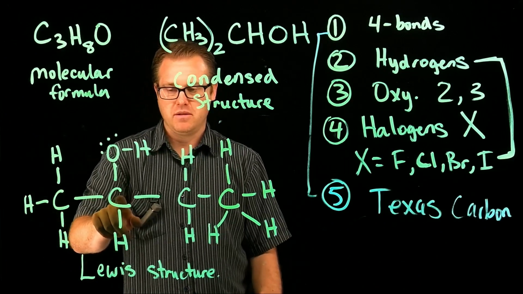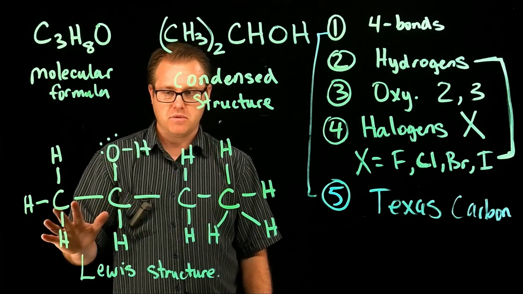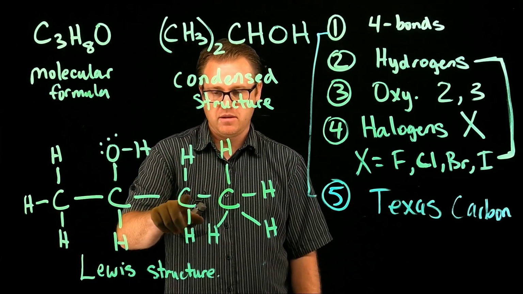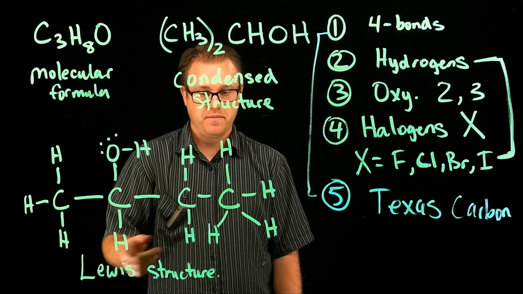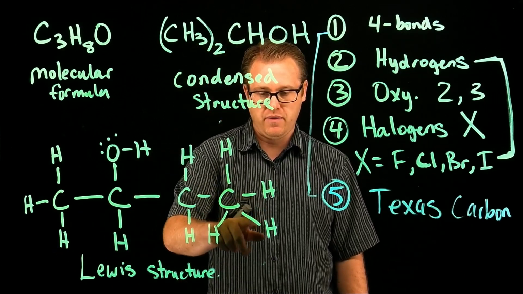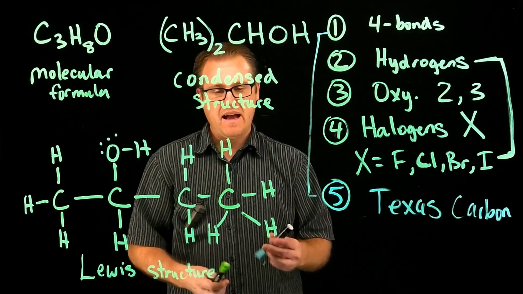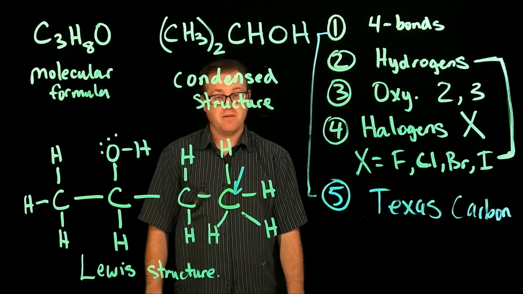This carbon: 1, 2, 3, 4. Done. This carbon: 1, 2, 3, 4. Perfect. Come to this last carbon: 1, 2, 3, 4, 5. That right there is a Texas carbon and does not form.